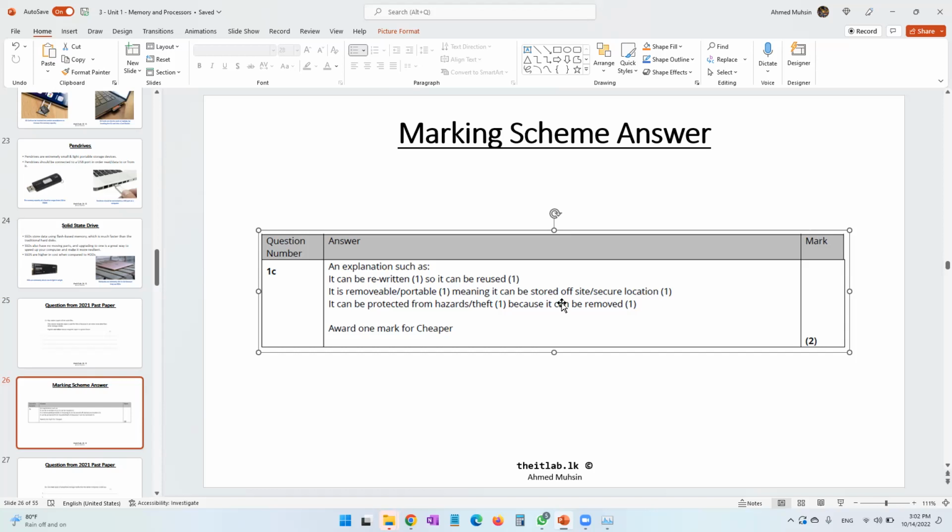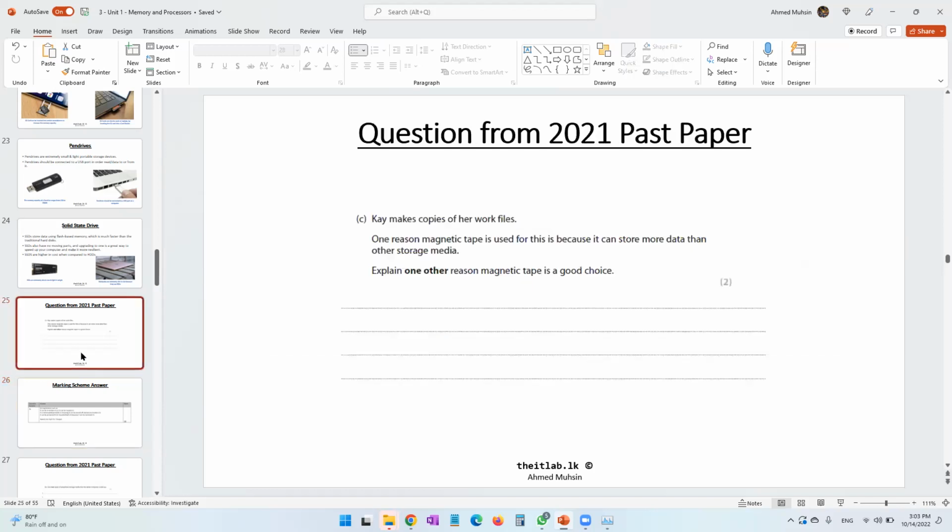But even what I said about sequential access, it can be a problem. And most people do not like magnetic tapes because of sequential access. But then you can also use it in an advantageous way. You can say, since magnetic tapes have sequential access, Kay will be able to go through her work in order. She will not be directly jumping to a specific point. She will have to go through in order when it comes to accessing her work files.